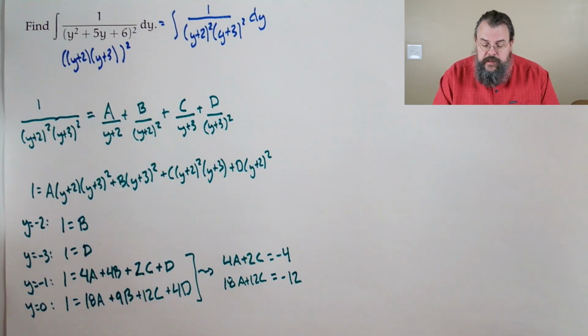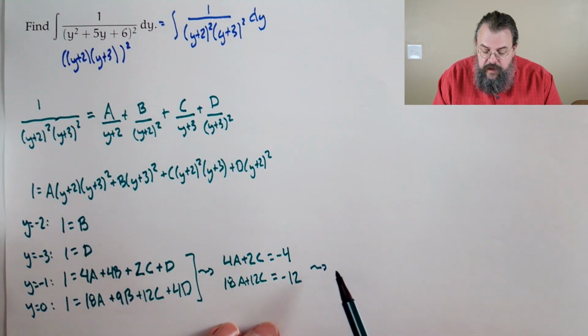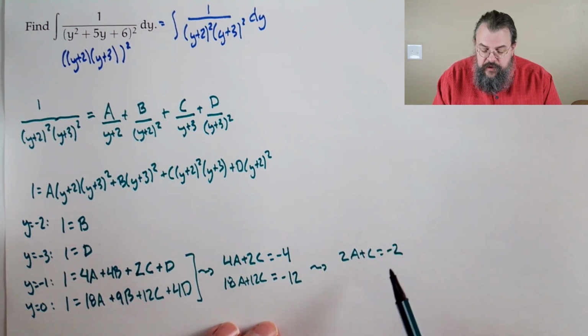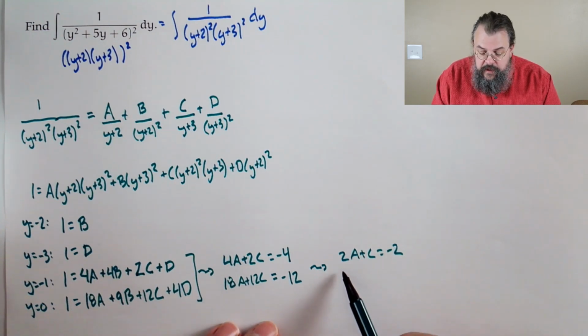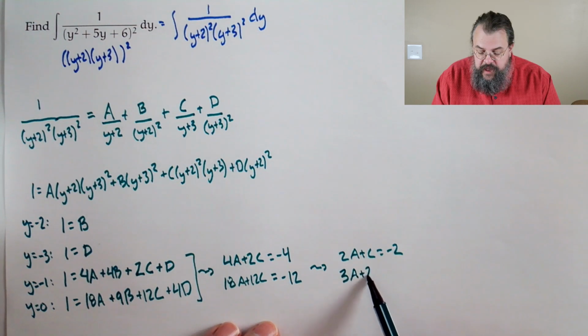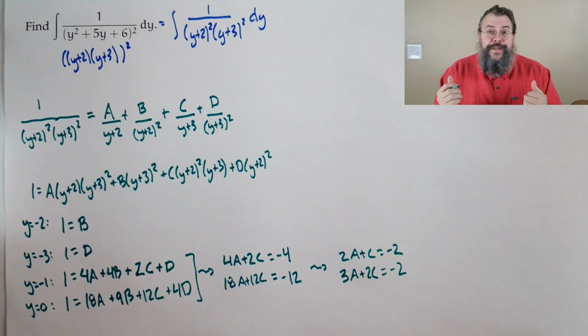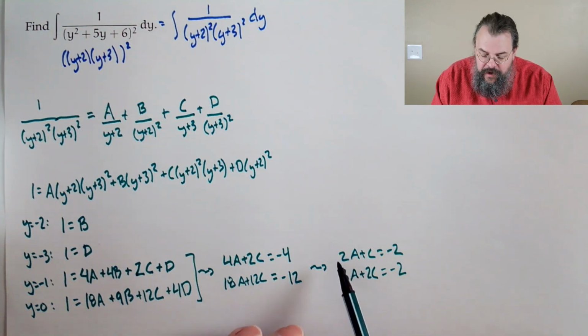Well, let's clean up a little bit. I can divide everything by 2, for instance. And so 2 times a plus c equals negative 2. And here I can divide everything by 6. That's great. 3 times a plus 2 times c equals negative 2. And now, 2 equations, 2 unknowns, the right number of equations and unknowns. So, what can we do?